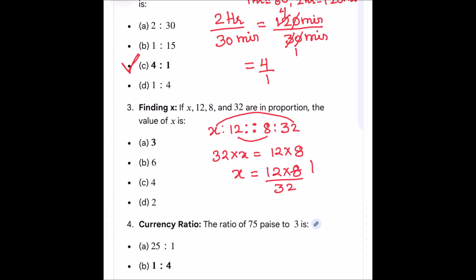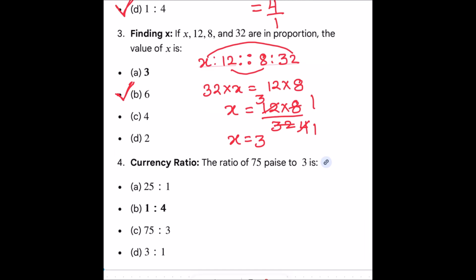So 8 times 1 is 8, 8 times 4 is 32. Now 4 times 1 is 4 and 4 times 3 is 12. So the value of x will be 3. So A is our final answer. So we'll select A.